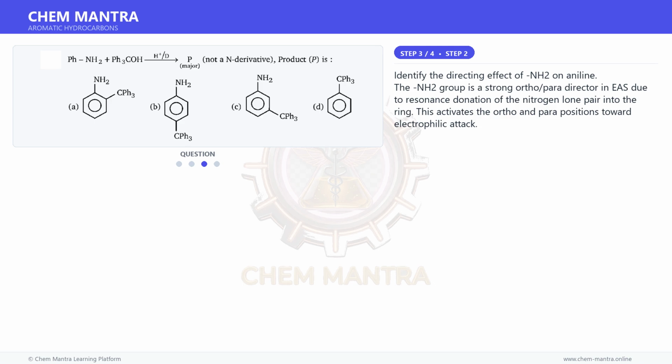Moving on to the next step. Identify the directing effect of NH2 on aniline. The NH2 group is a strong ortho-para director in EAS due to resonance donation of the nitrogen lone pair into the ring. This activates the ortho and para positions toward electrophilic attack.